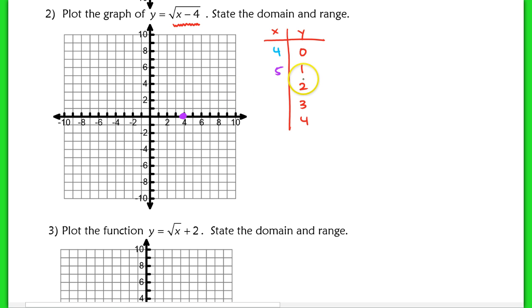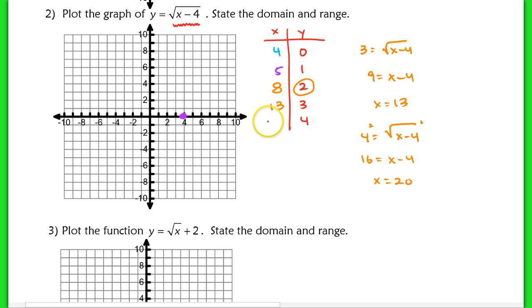So let's try plugging in y is equal to 2 here. We have 2 is equal to the square root of x minus 4, square both sides, add 4, and you get x equals 8. Next up, we have 3 is equal to the square root of x minus 4. Square both sides. Add the 4 and you get 13. And then finally, if we have a y output of 4, that means the square root of x minus 4 has to equal 4. So we'll square both sides. We get 16. So x minus 4 is 16, which means x would equal 20.